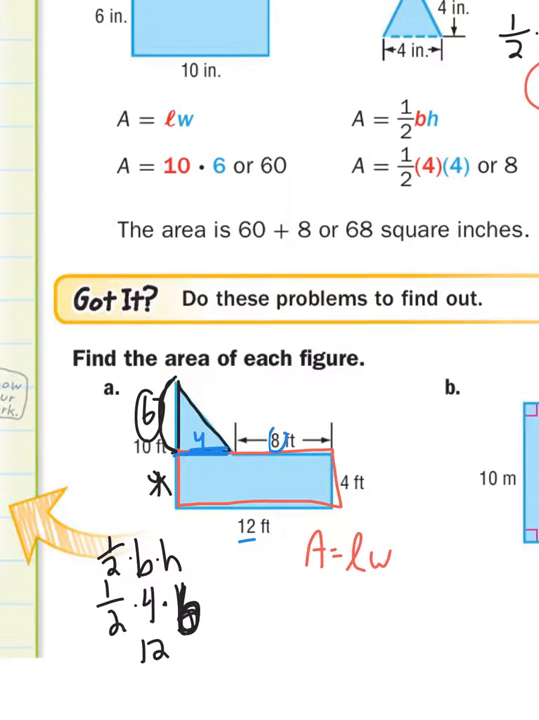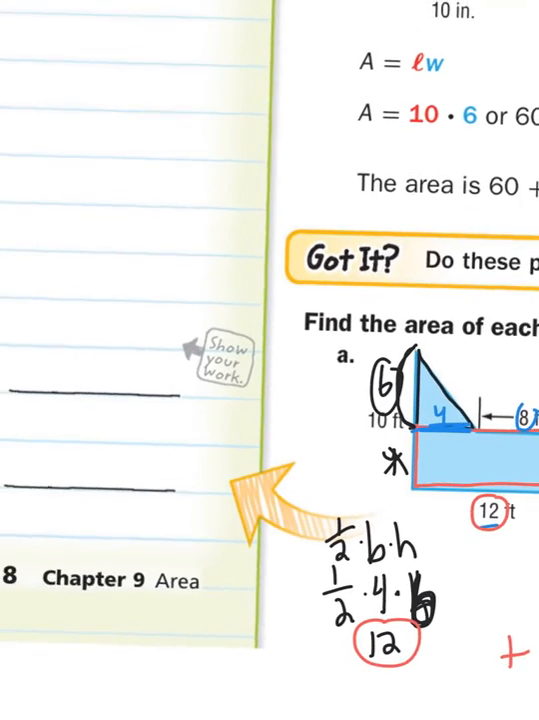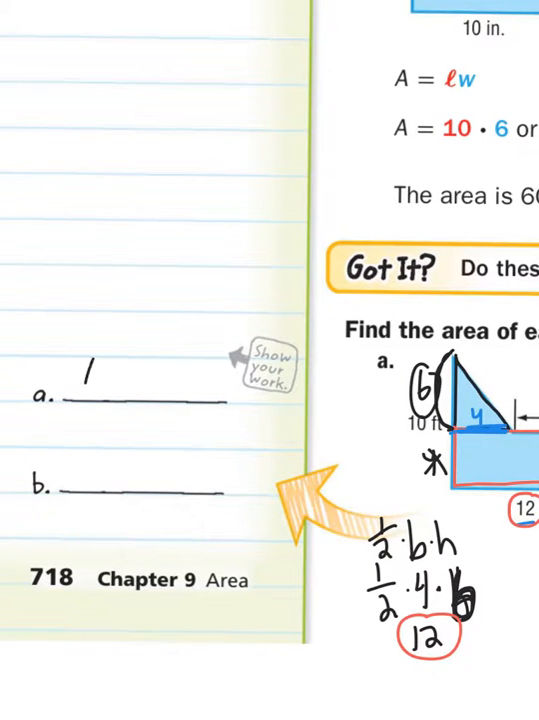All right, let's see how you did. So length times width, my width is 12, times my length is 4, and that's 48. If I add the 12 for the triangle with the 48 together, I should have 60 square feet. So I'm going to write that right over here.